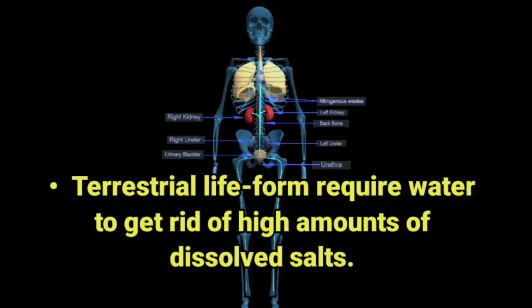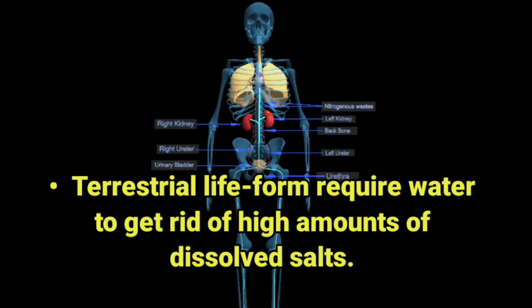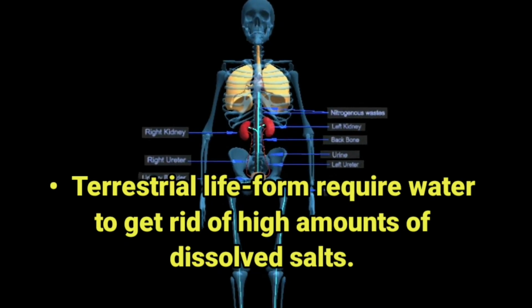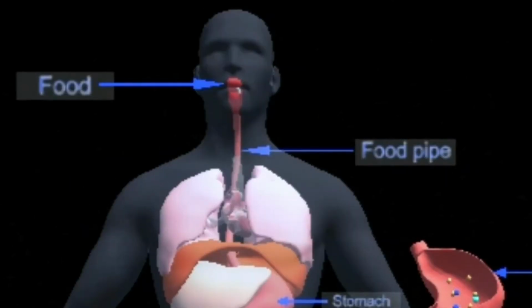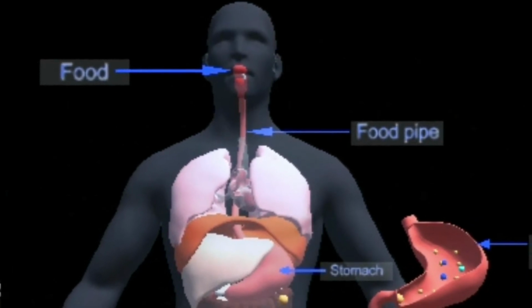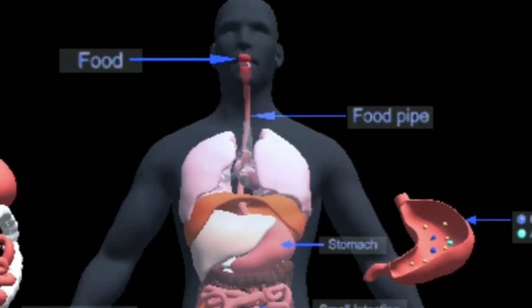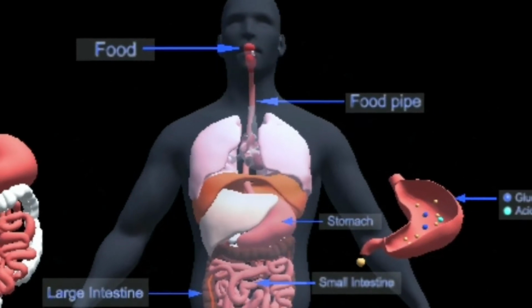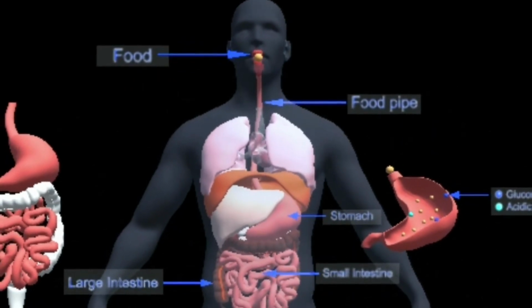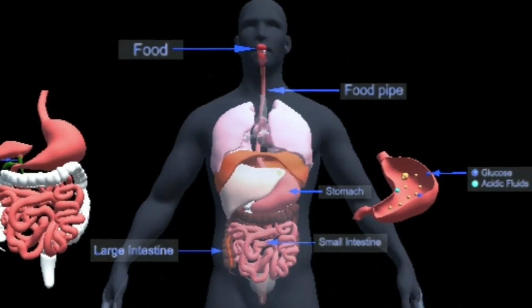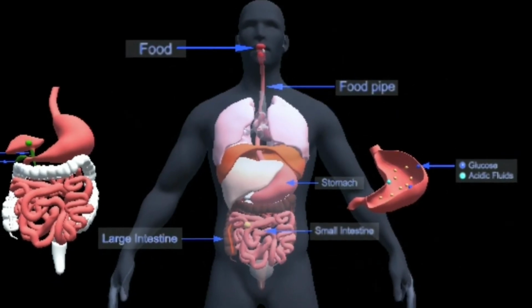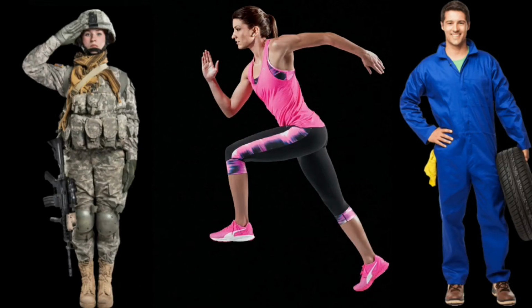Terrestrial life forms require fresh water because their bodies cannot tolerate or get rid of high amount of dissolved salts in saline water. All the reactions that take place within our body and within the cells occur between substances that are dissolved in water. All the organisms need to maintain the level of water within their bodies in order to survive. Therefore, water is essential for the sustenance of life.